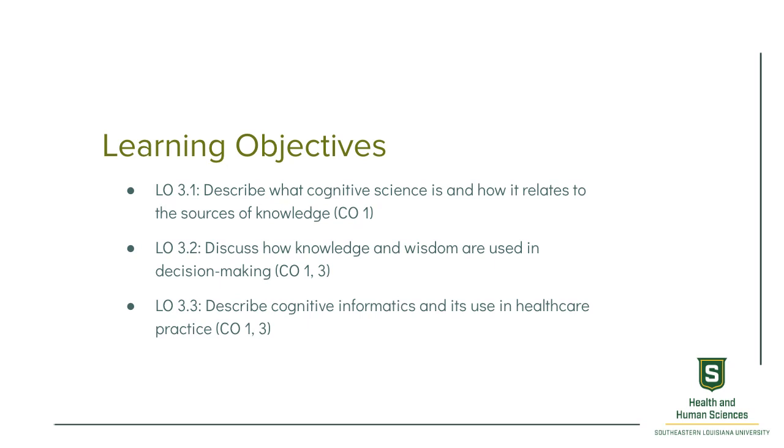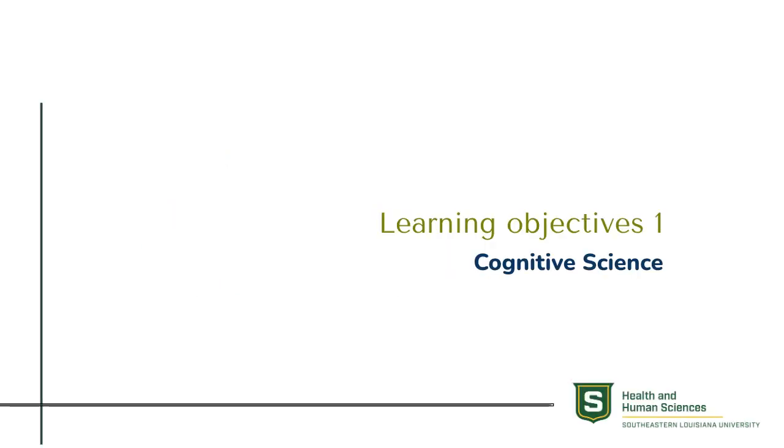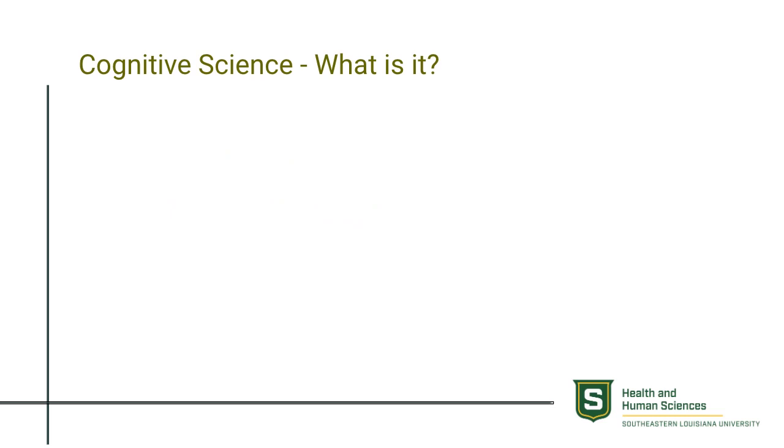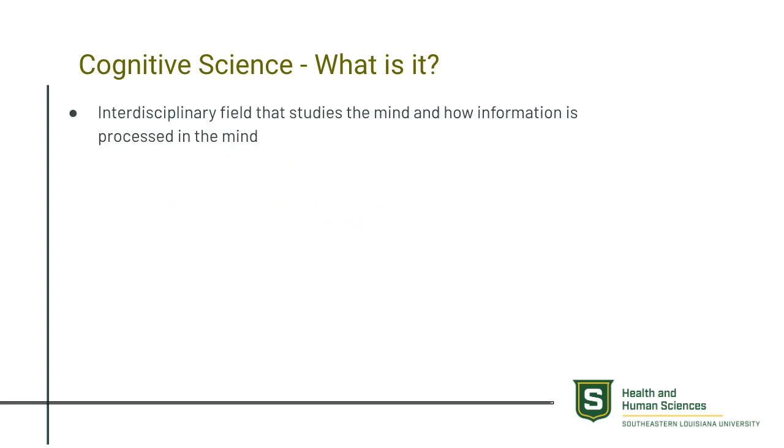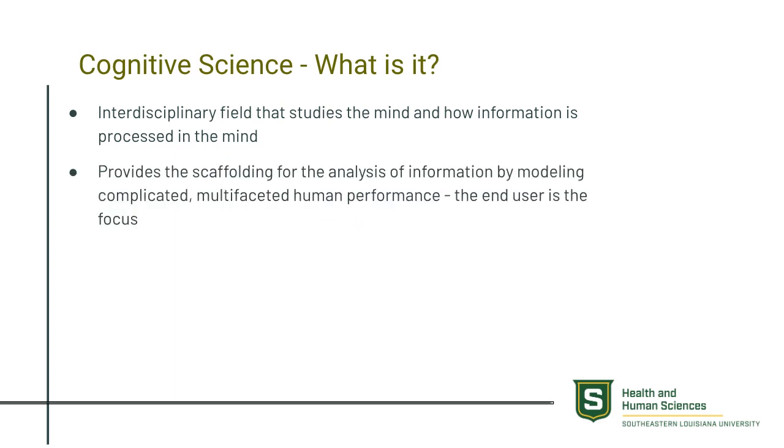So, starting with the first learning objective, I will be talking about cognitive science. So, what is cognitive science? It's an interdisciplinary field focused on studying the mind and how information is processed in the mind. It looks at the multifaceted ways that human performance happens and tries to model that complicated performance. And it does it by scaffolding when it's analyzing information.